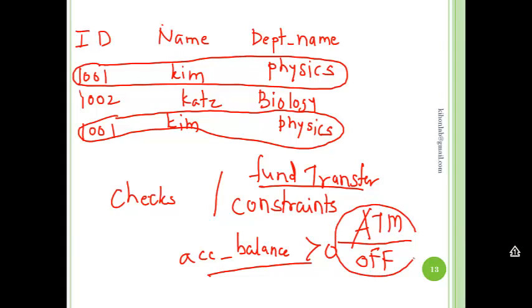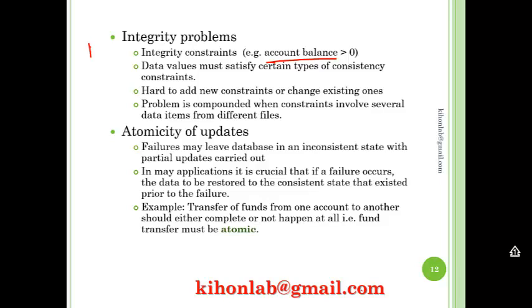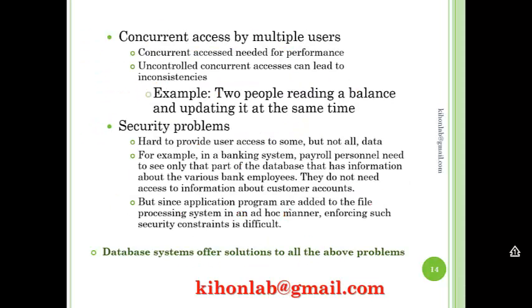So this is what is called atomicity, that is, it can have either 0 or 1. It means the transaction could happen or it may not happen. It is not that it happens partially. So this is called atomicity. Transfer of funds, you can see the proper technical definition here: transfer of funds from one account to another should either complete or not happen at all. That is, fund transfer must be atomic.